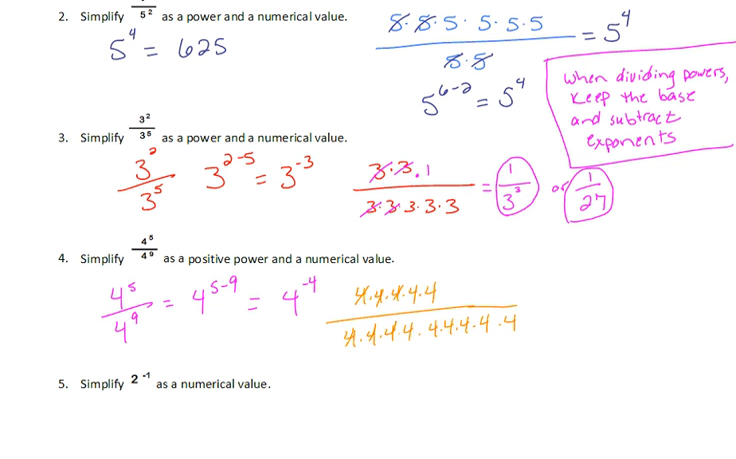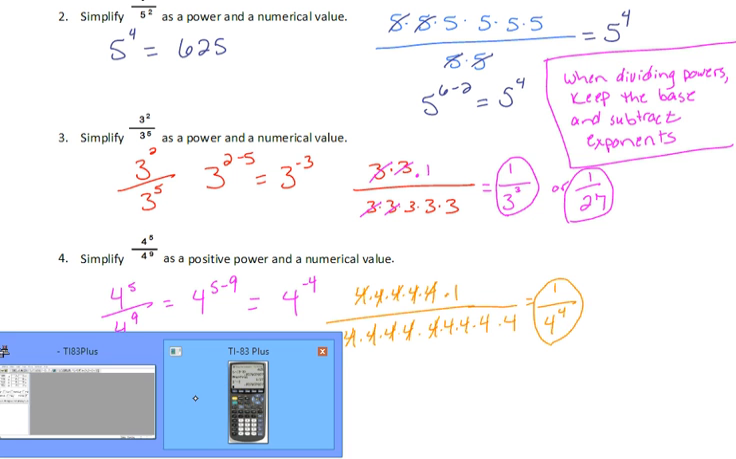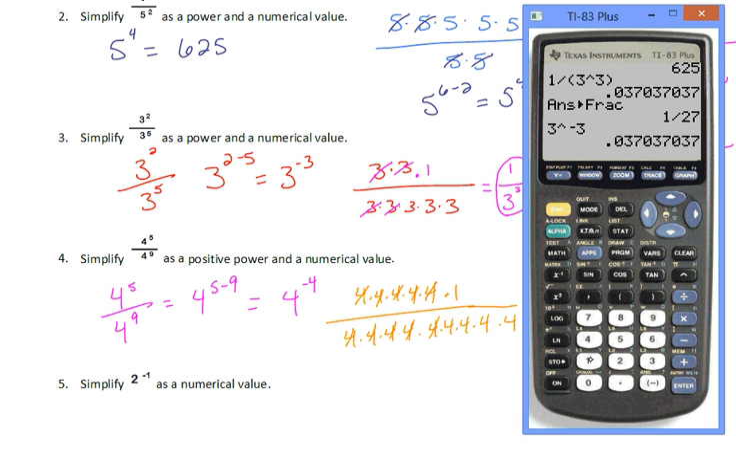Okay. 4 groups of those 4s, nope. 5 groups of those 4s cancel. I'm left with 1 over 4 to the 4th. So there's my positive power, because notice that word positive did show up. I can't leave it like this because that's a negative power. So in order to completely simplify, I have to flip it and make it a positive power.